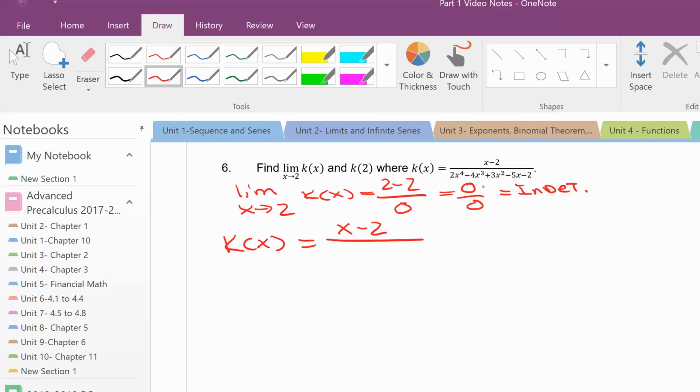And we want to factor this. Now, there's 5 terms and it's a 4th degree, so it's pretty hard to factor. However, we want one of the factors to be x minus 2, so we can cancel. So, in order to figure that out, you can divide. You can either do polynomial long division or you can do synthetic division.